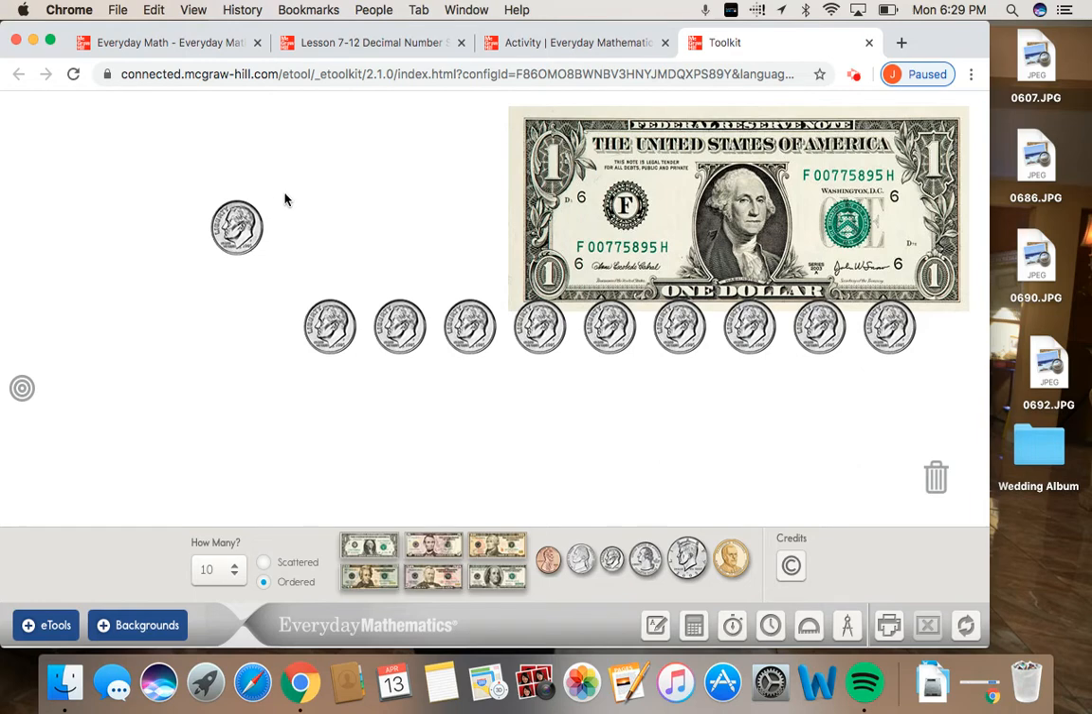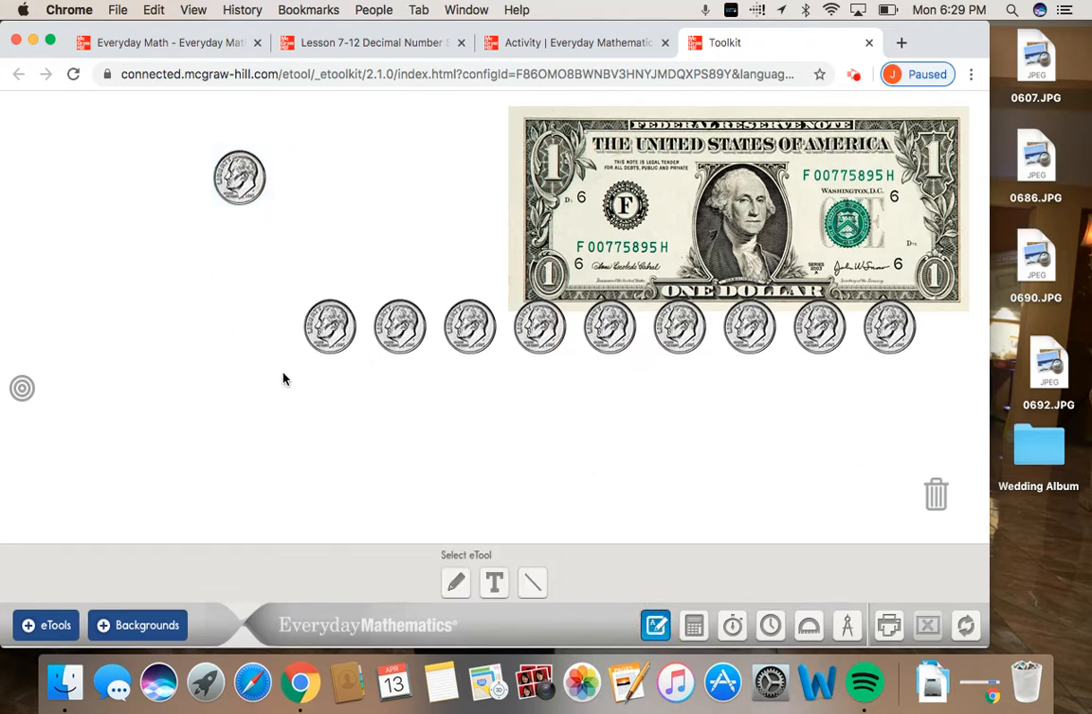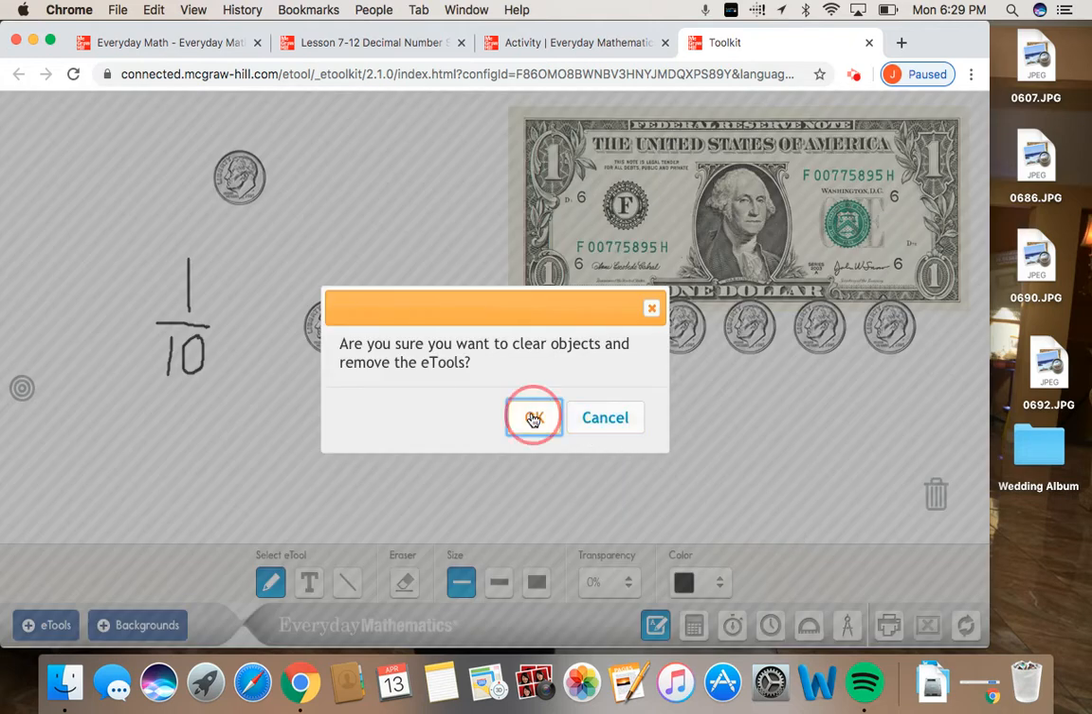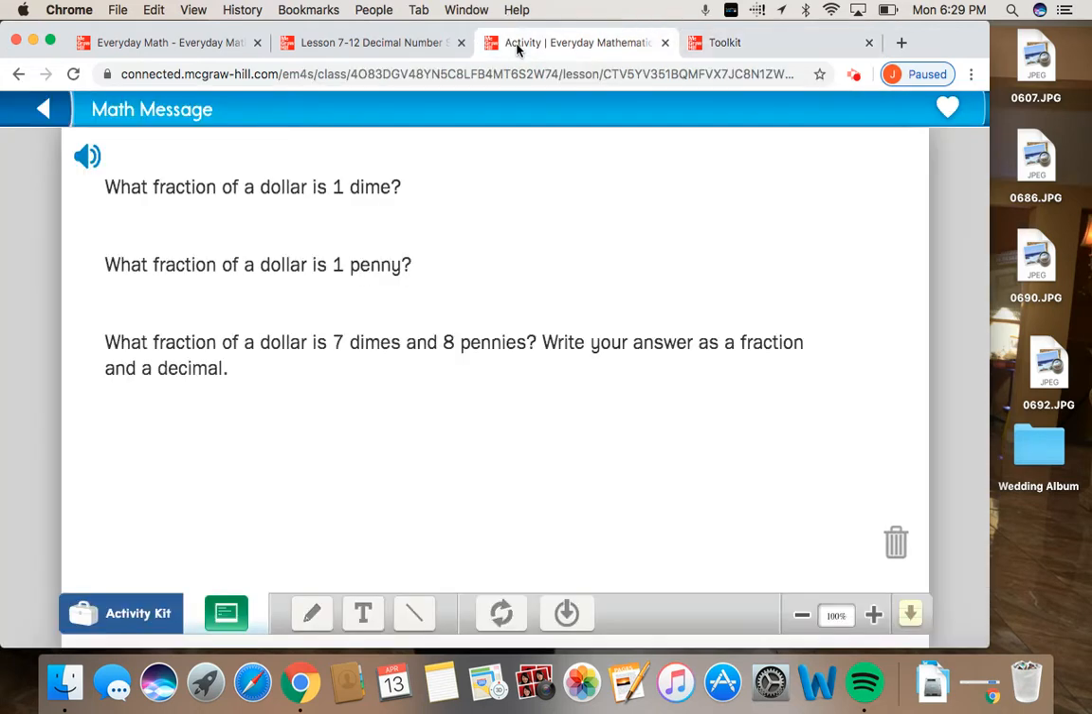So if this 1 dime is part of my group of 10, what fraction would this 1 dime be? What you should have said was 1/10. So hopefully you said it is 1/10. So now let's go ahead and look at the next question. And I'm going to clear my screen here. Let's go back to the other question.